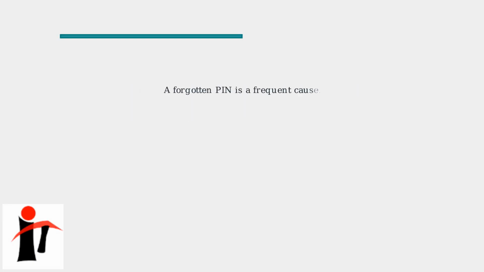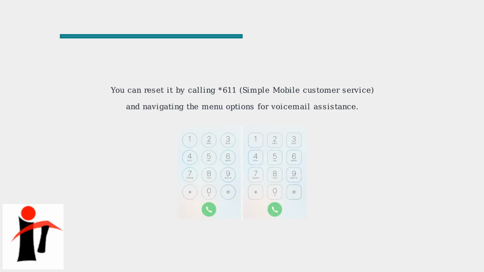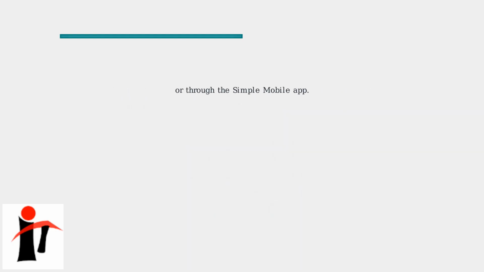A forgotten PIN is a frequent cause. You can reset it by calling 611, Simple Mobile Customer Service, and navigating the menu options for voicemail assistance, or through the Simple Mobile app. Remember, after multiple failed attempts, 3 to 5 tries, your voicemail may lock. After resetting, create a new secure PIN.